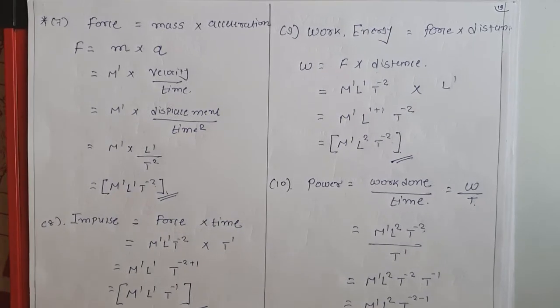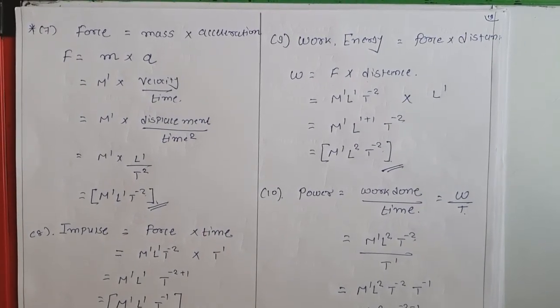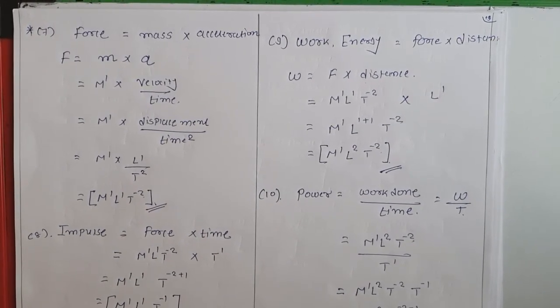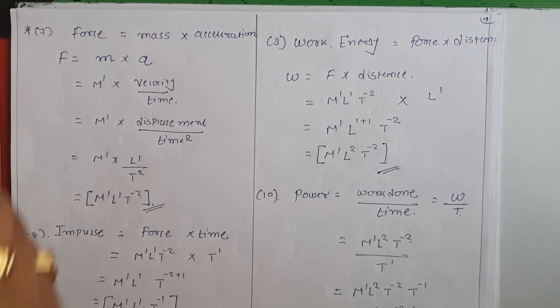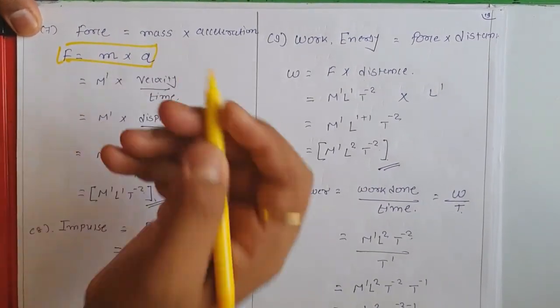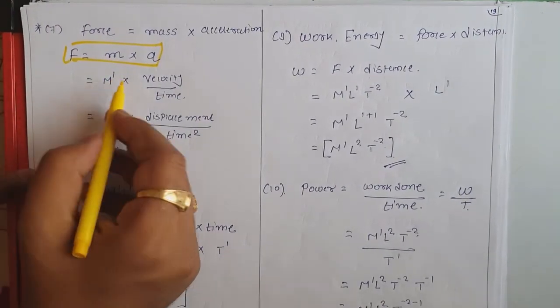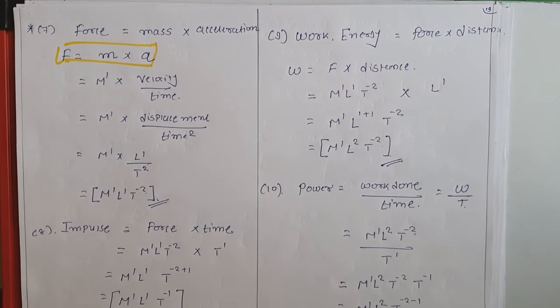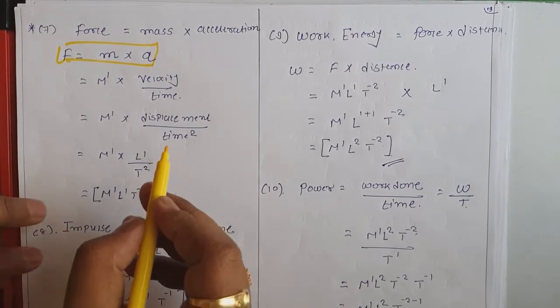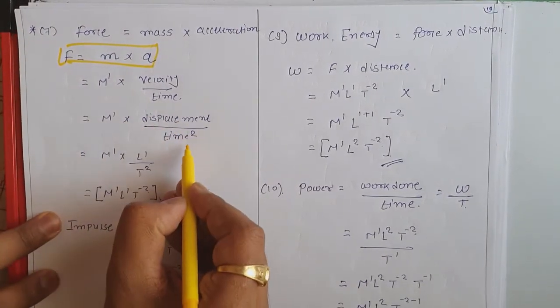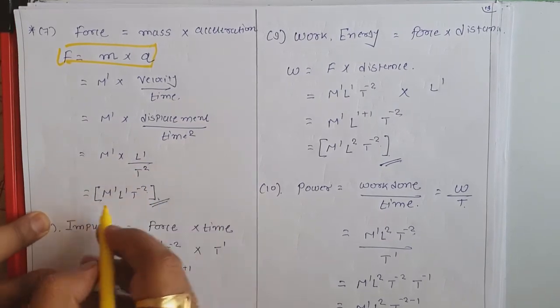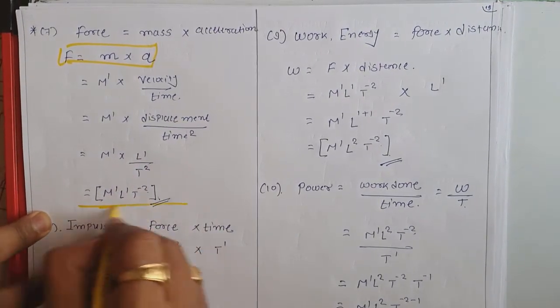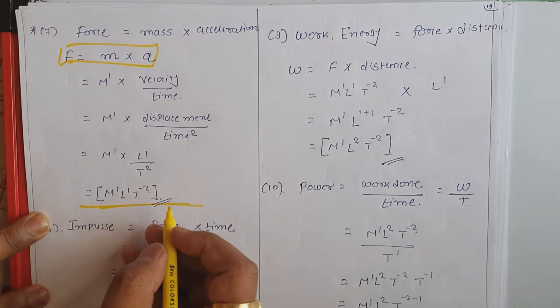Okay, fine. Now the next quantity is force. You can make it yourself. The equation of force is force equal to mass into acceleration. Mass is M^1. Acceleration is velocity upon time, and velocity is displacement upon time. So it is mass 1, displacement upon time square, L^1 T^2. So our dimension formula for force is M^1 L^1 T^-2.